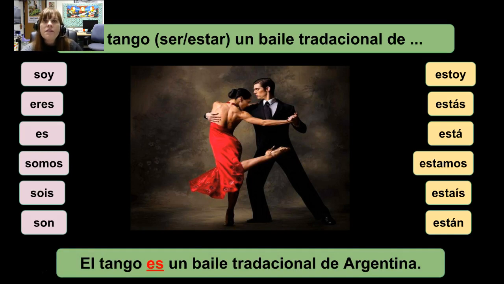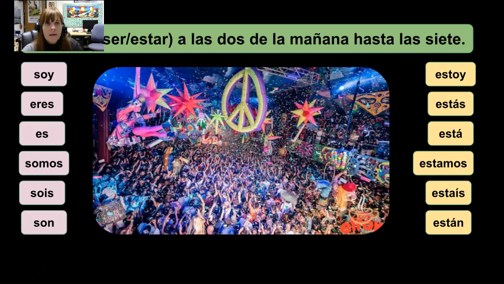So the tango is an Argentinian tradition. And if you picked ser, it's because un baile tradicional, we're talking about a traditional dance, so it is what it is, and you're talking about its origins. La fiesta, so again, I'm going to have you pick between ser and estar. And then you're going to conjugate it as well.